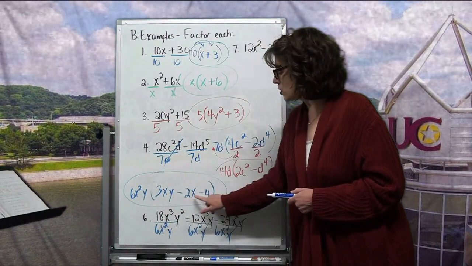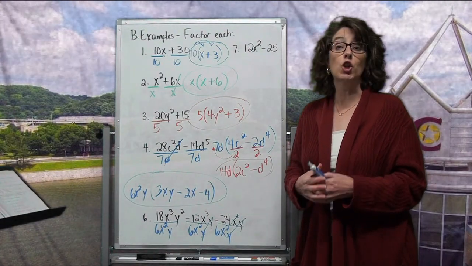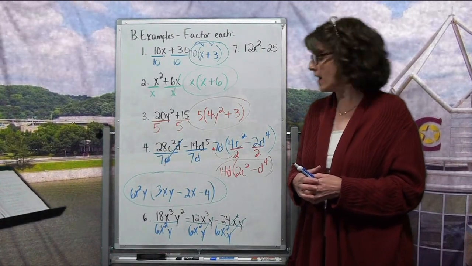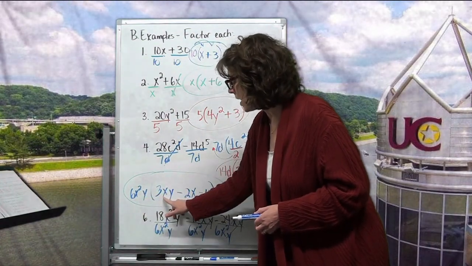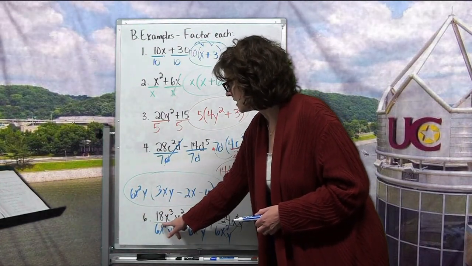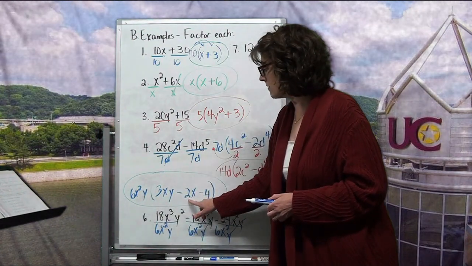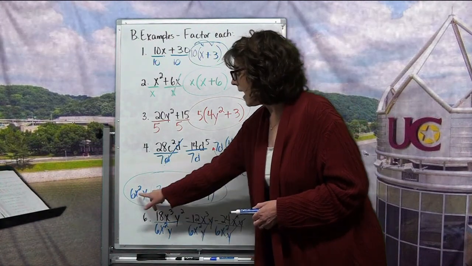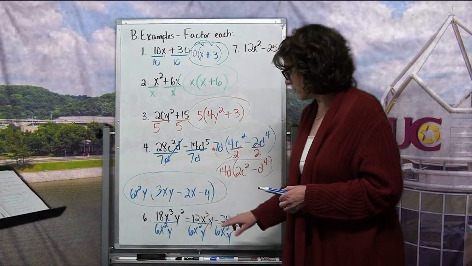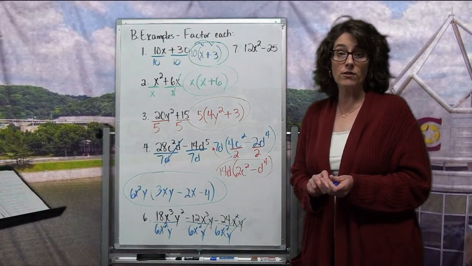Notice as I look at these 3 terms, there's nothing that I can divide out of all 3 of them. So I've divided out the largest factor that I can possibly divide out. And when I distribute it through, 6x squared y times 3xy, sure enough, is 18x to the third y squared. 6x squared y times a negative 2x, sure enough, is a negative 12x to the third y. And then 6x squared y times a negative 4, sure enough, is a negative 24x squared y. So that is the correct factored form.